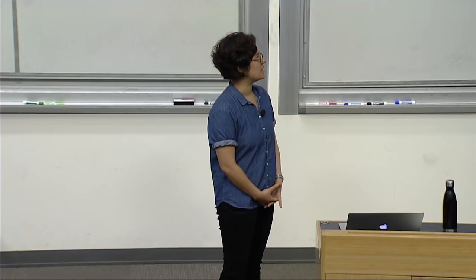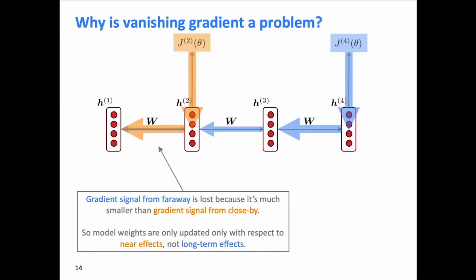Okay, so I think the observation was that, for example, in language modeling, you might be summing over multiple losses. There's a loss at every step, and you sum all of them, and that's your overall loss. Then you do want to update more with respect to the nearby losses than the far losses.